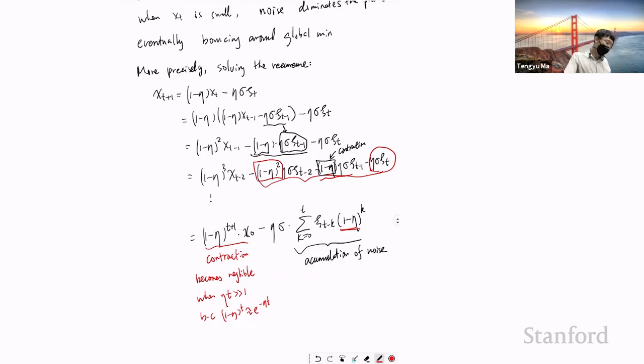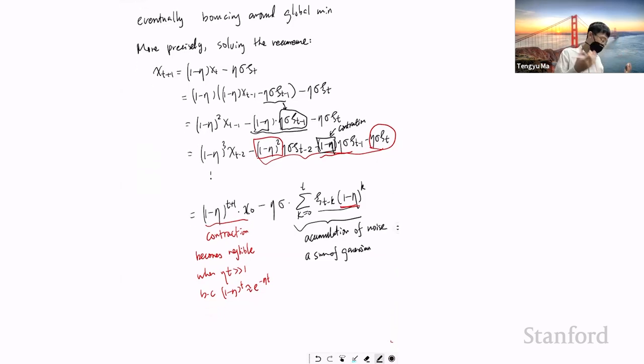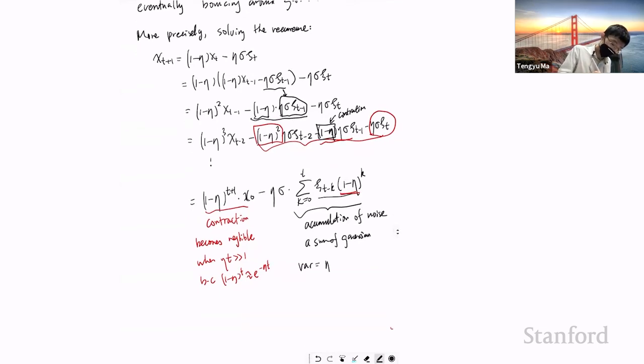So that's one thing. The accumulation of the noise prefers the recent history and ignores the long-term history. Another thing is that this is a sum of Gaussians, because each of these terms is a Gaussian, and our assumption is that ξ is Gaussian, and ξ times something is still Gaussian. And you can also compute the variance of this. The variance is equal to η²σ² times the variance of each term, which is something like (1 - η)^(2k).